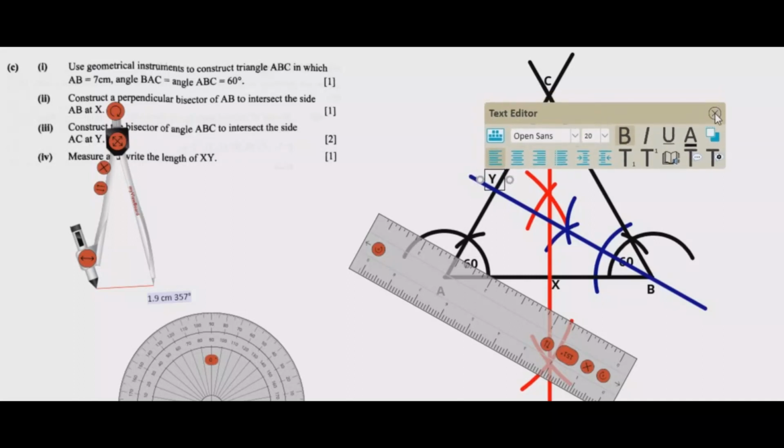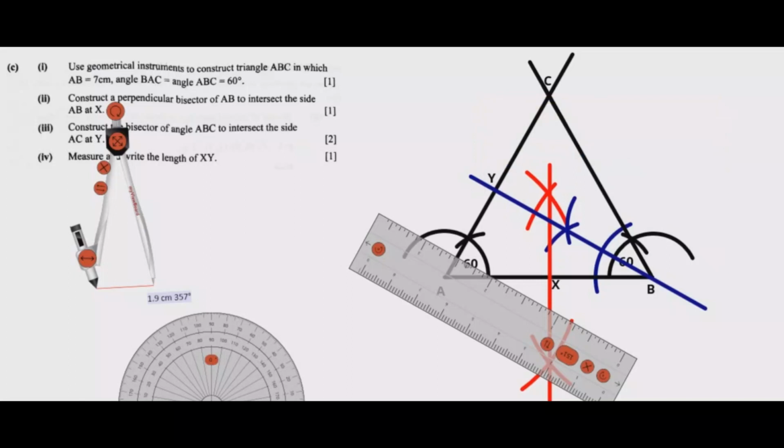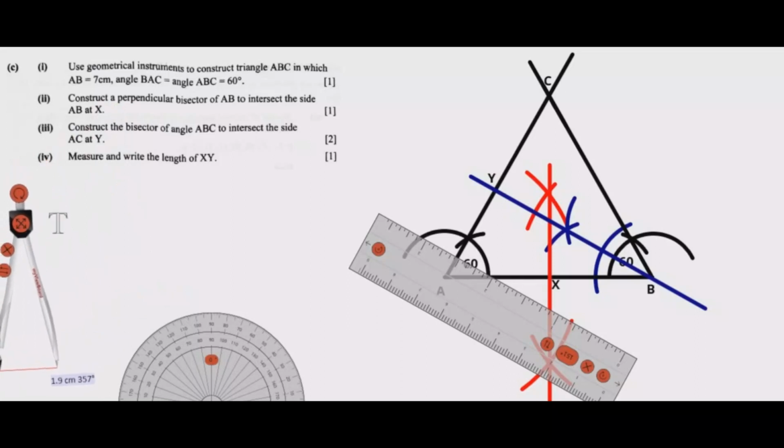Now we have constructed the lines and we have identified where these lines, the bisectors, are intersecting the sides of this triangle. So we are done with question C 1, 2, and 3. The one which is remaining is question C4, which is measure and write the length of XY.